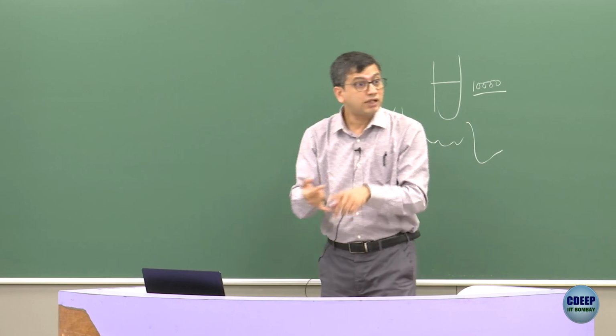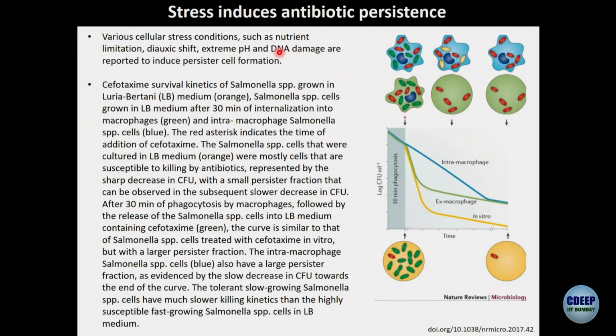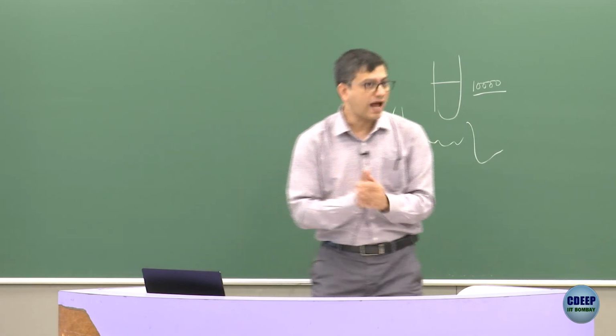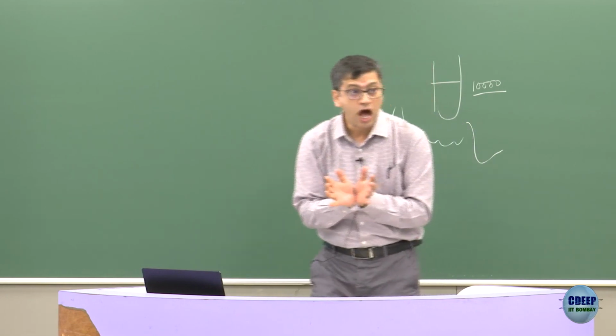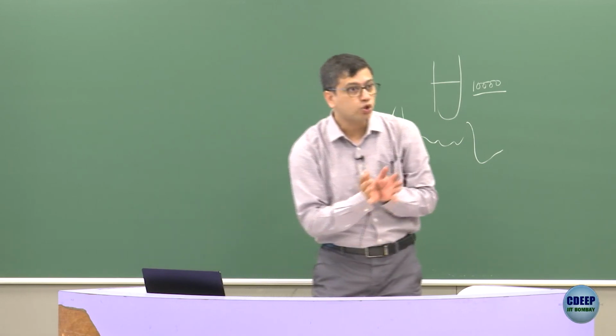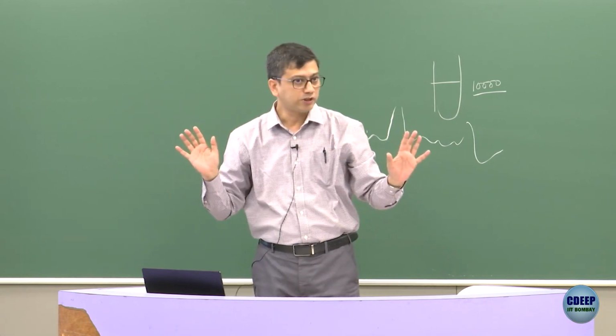Now, other people have done similar experiments, but with other stresses. It could be a nutrient limitation stress. It could be a diauxic shift, that means changing one carbon source to another carbon source. That's a stress. It could be an external pH. It could be DNA damage. All these are essentially a stress to the bacteria. And these stresses can do something to the bacterial population so that the persistent population is enriched, persistence behavior is promoted, or bacteria are slowly getting pushed from persistence towards tolerance behavior. Are you there with me on this particular thing, right?